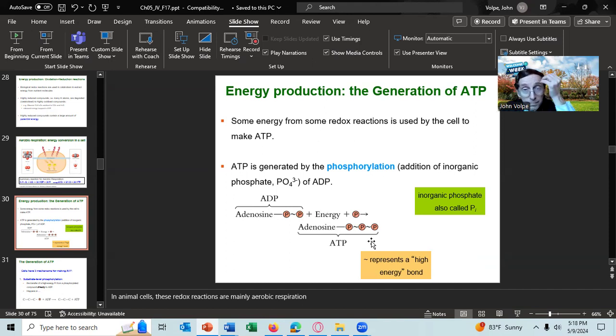You'll note that both the second phosphate here and then the third phosphate is a high energy bond. And the cell can break these high energy bonds whenever the cell needs energy.